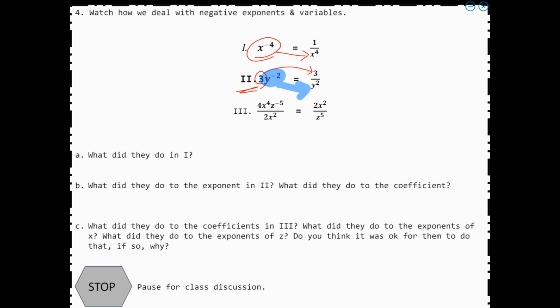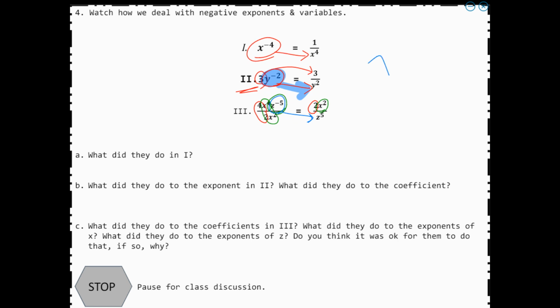Why did the negative change to positive? Because it's the inverse. It's negative, so we've got to do the inverse of it and move it to the bottom. So notice in this one, you already know 4 divided by 2 is 2. And 4 was bigger, so that's why it's on top. Then we've got x to the 4th and x squared. Well, there's x squared on top. But then I have z to the negative 5th on top. It's going to get moved to the bottom and become a positive z to the 5th.